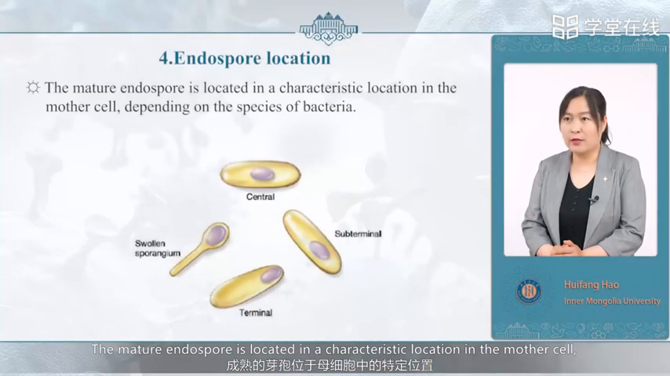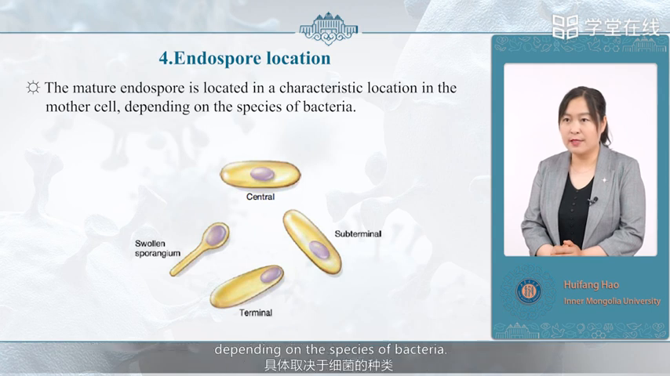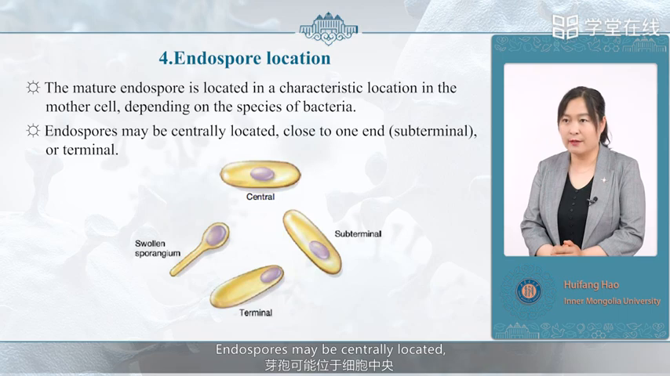The mature endospore is located in a characteristic location in the mother cell, depending on the species of bacteria. Endospores may be centrally located, close to one end, or terminal.